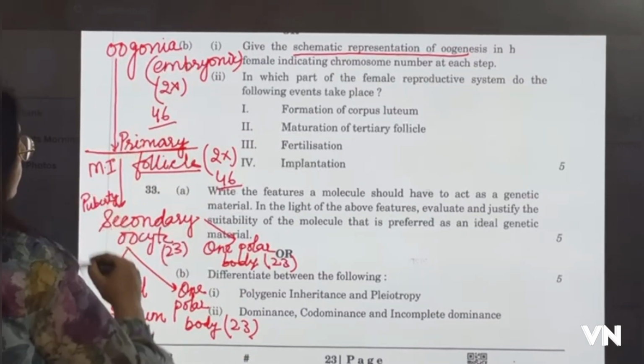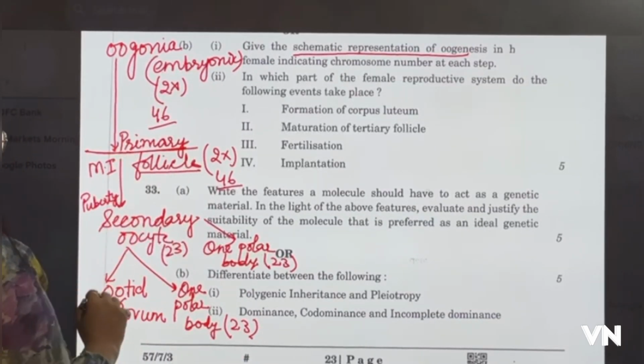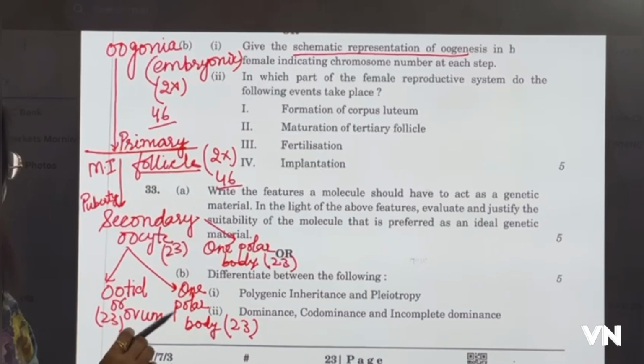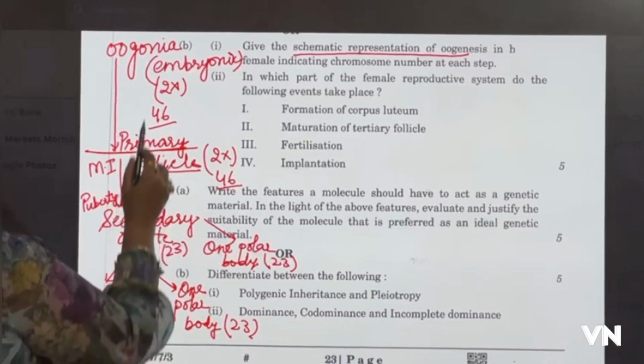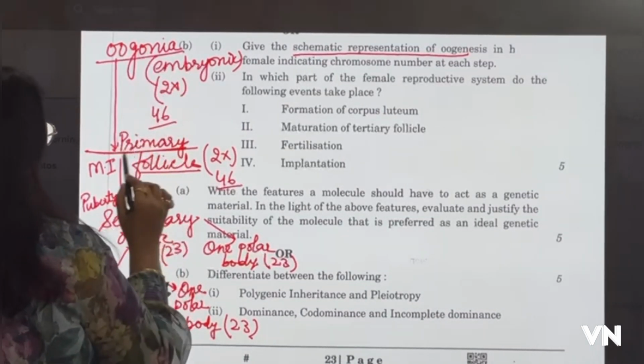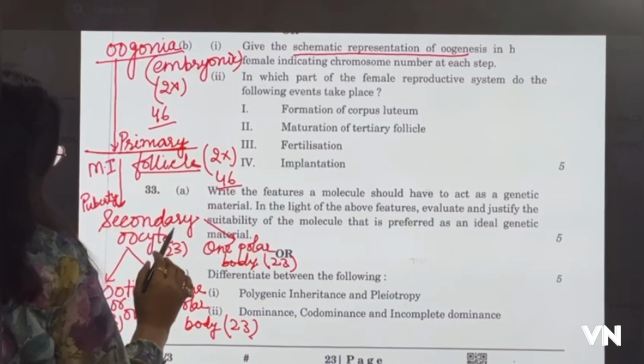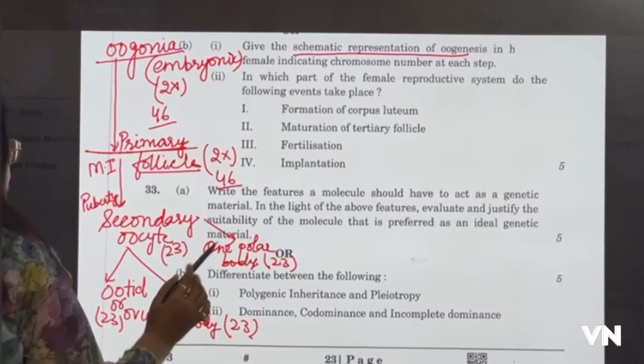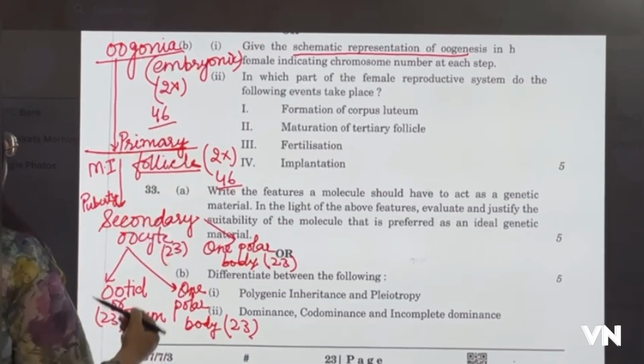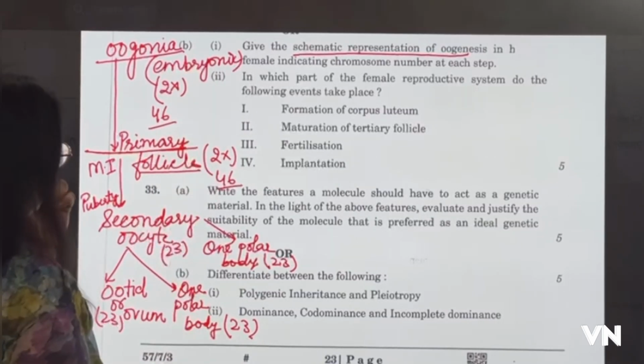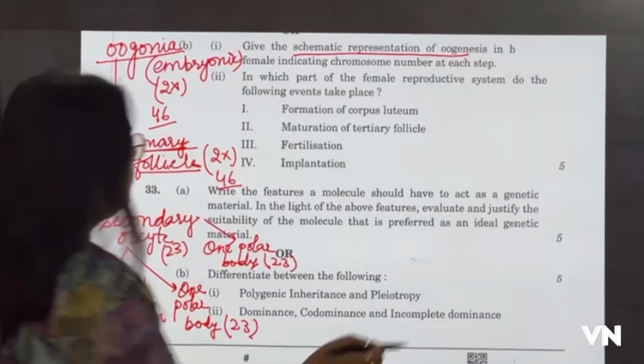This question will be of 3 marks, and for 3 marks you are supposed to give terms like oogonia, primary follicle, secondary oocyte and oocyte. These are 4, and you are supposed to give the chromosome numbers in each one of them.